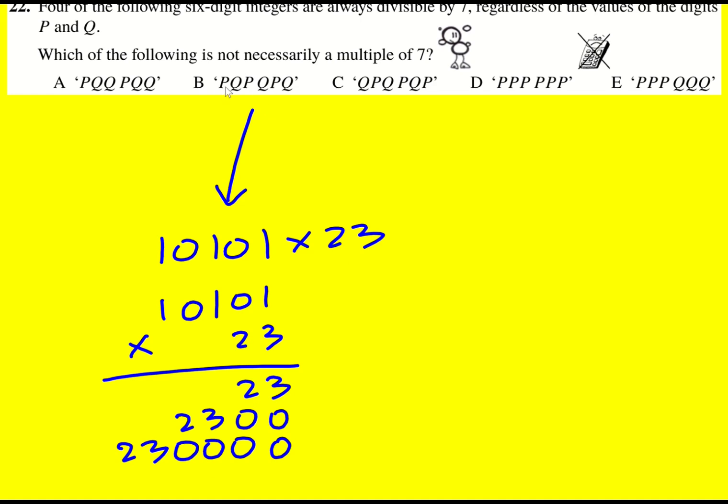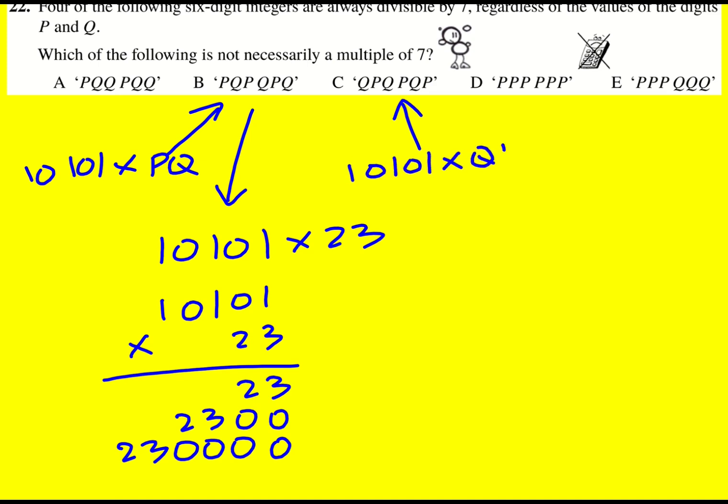So that is essentially how we get PQ, PQ, PQ, or QP, QP, QP. This one here must be 10,101 times PQ, whilst this one here is the same again, but times QP. Now, PQ and QP can be anything, and you can see that 7 doesn't go into 23. The question is, does it go into 10,101? Because if it does, this must always be a factor of B and C, and we can rule them out. They must be multiples of 7.